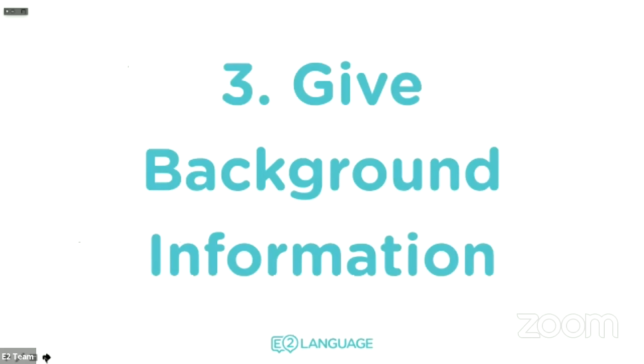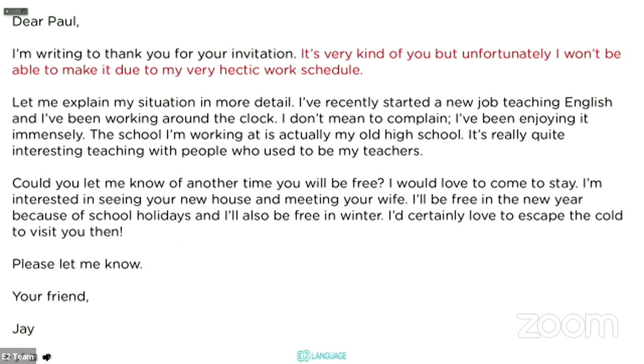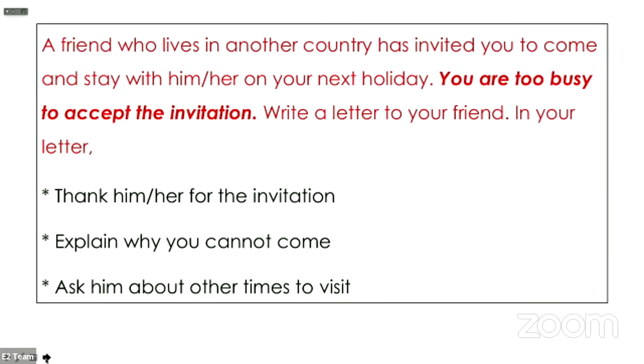Now we give some background information, okay? So my sentence says, it's very kind of you, but unfortunately I won't be able to make it due to my very hectic work schedule. Where did I get this from? Well, you'll see in the background, let's read it again. A friend who lives in another country has invited you to come and stay with him or her on your next holiday. You are too busy to accept the invitation. So write a letter to your friend, blah, blah, blah, blah, blah. So we've already said thank you for the invitation. Now we give a little bit of background information.